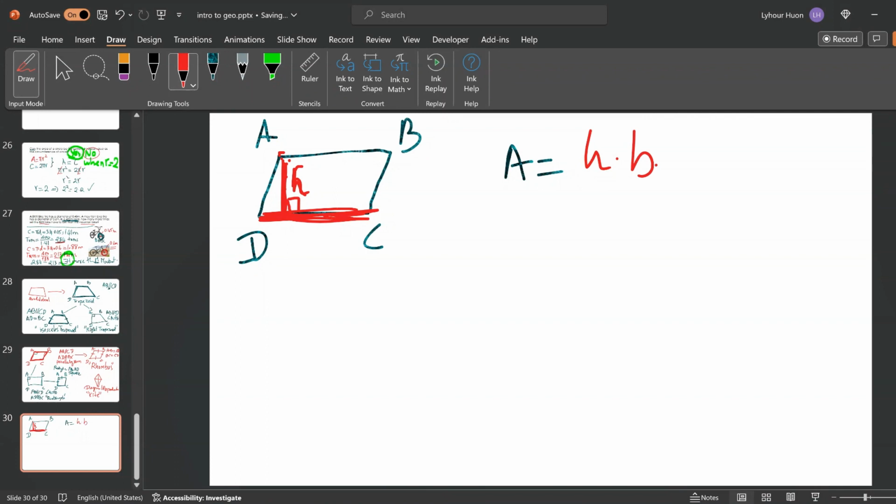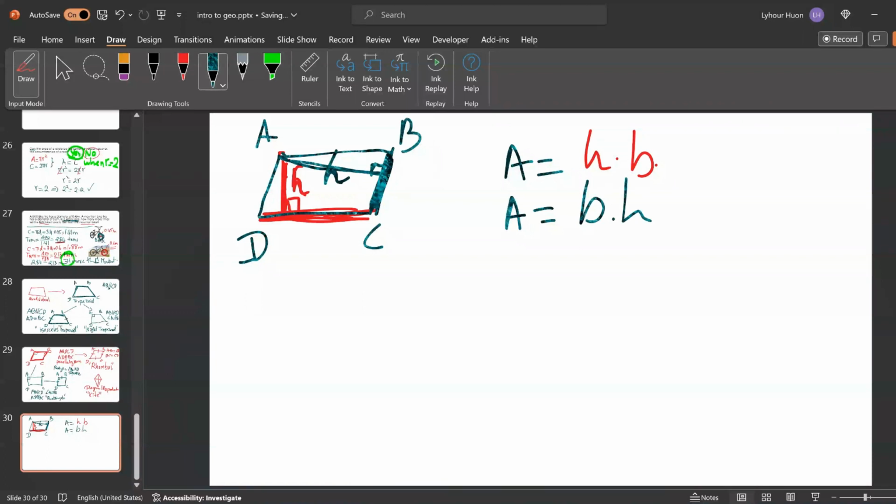What if we use the height from A but perpendicular to BC? Can we use this height? Yes, we can use them. So when we use this height, the base will be BC. So basically, the area of the parallelogram is base times height, or height times base.